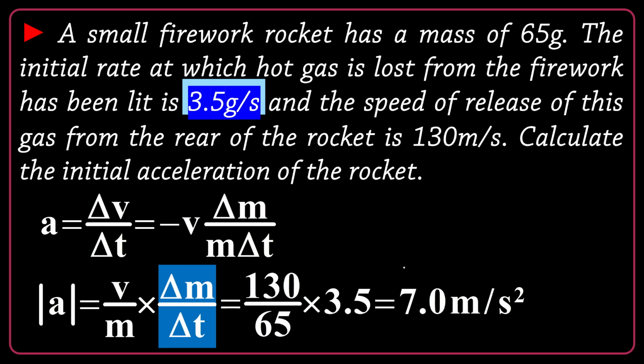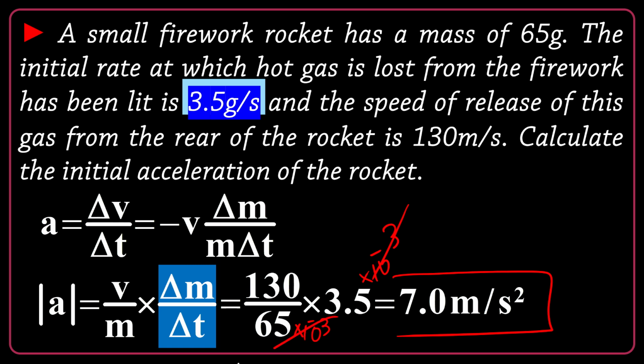So let's do it like that, and then I will find 7 meters per second squared. This is the acceleration. Just be careful here. I should attract your attention: 65 times 10 to the negative 3, and 3.5 times 10 to the negative 3, so the powers of ten cancel, and then I've already dropped them. 7 meters per second squared is the acceleration of the rocket. Of course, the initial acceleration of the rocket.